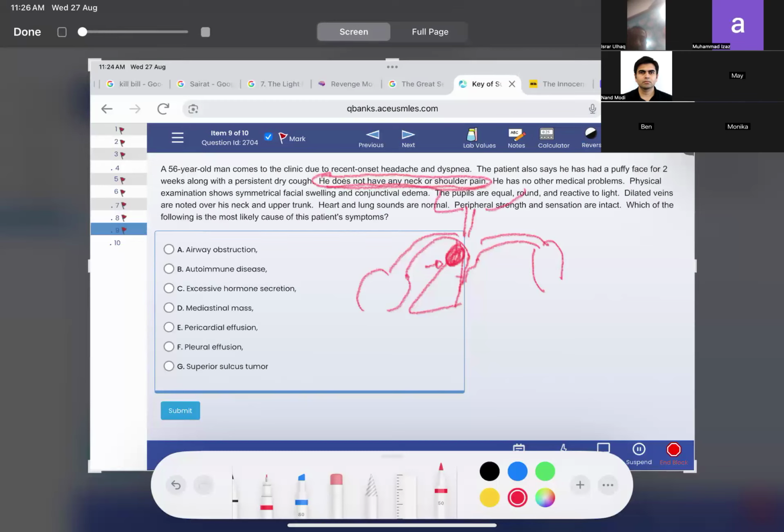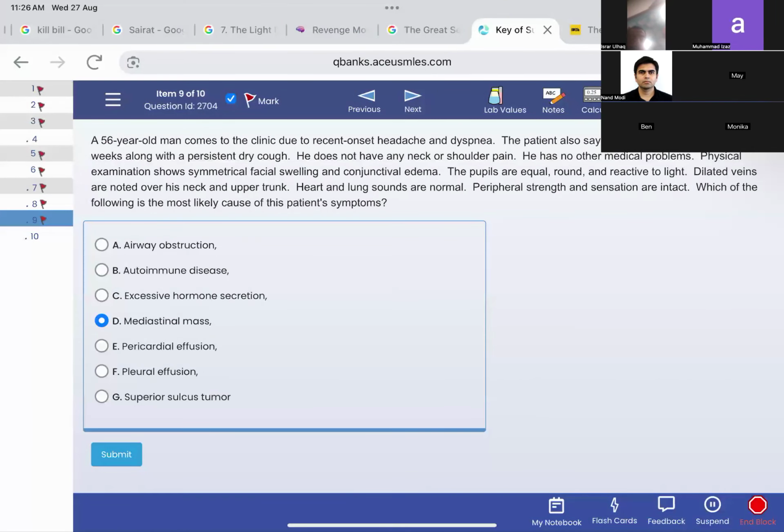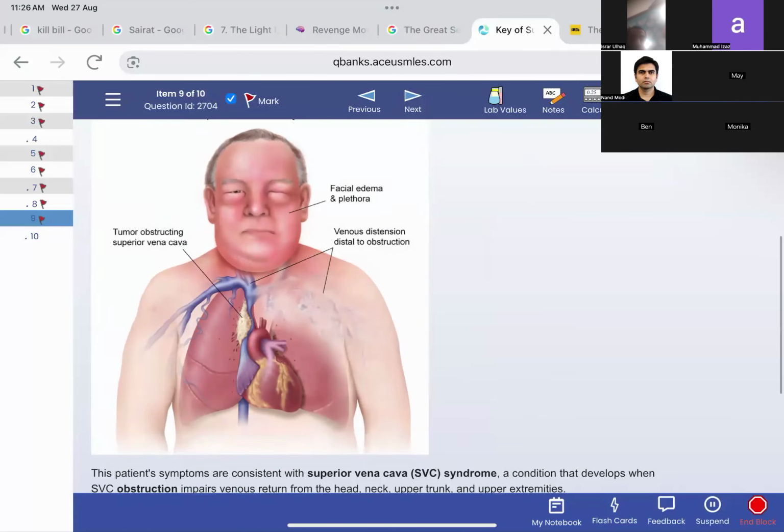For Pancoast tumor, yes, there will be neck and shoulder pain, pain history, numbness and compression of the brachial plexus. So it is also similar to the superior sulcus tumor, right? Yeah. I think we have got our points. The mediastinal mass is associated with that, and it will cause superior vena cava syndrome-like symptoms.